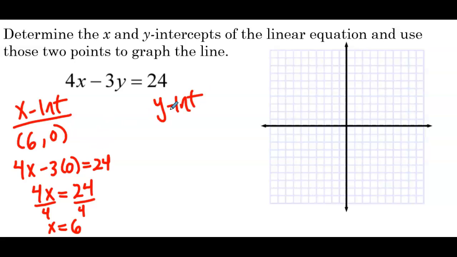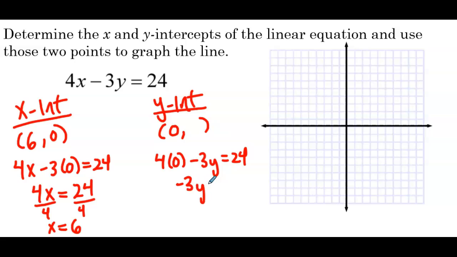And then the y-intercept is a point whose x-coordinate is 0. So then we have 4 times 0 minus 3y equals 24. When we substitute 0 in for x, 4 times 0 is 0. So negative 3y equals 24. Divide by negative 3. Y equals negative 8. So 0, negative 8. So applying these 2 points, 6, 0 and 0, negative 8.